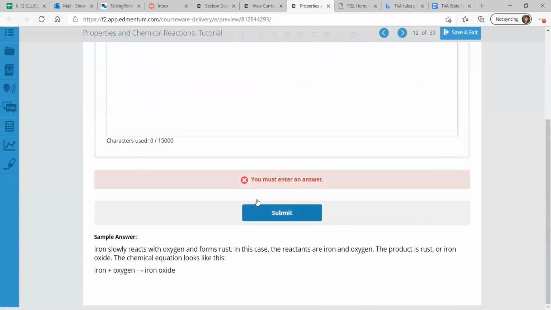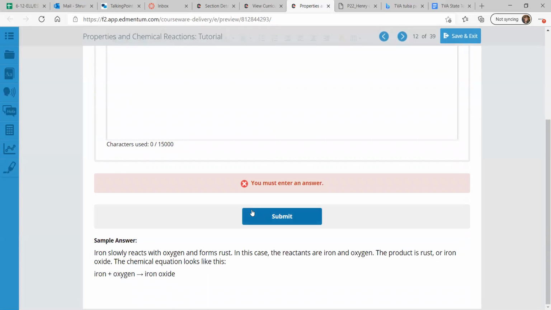And if you look at the answer, we have iron plus oxygen equals iron oxide. Anytime you see oxygen being added, you'll be very familiar with this oxide naming convention. Iron slowly reacts with oxygen and forms rust. In this case, the reactants are iron and oxygen. The product is rust, or iron oxide, and that is the equation.